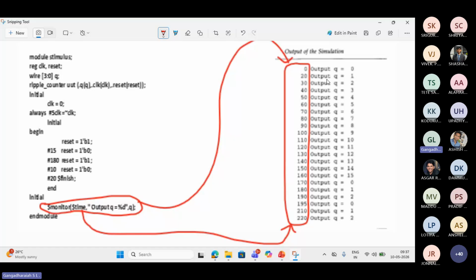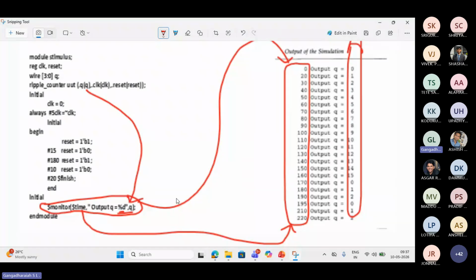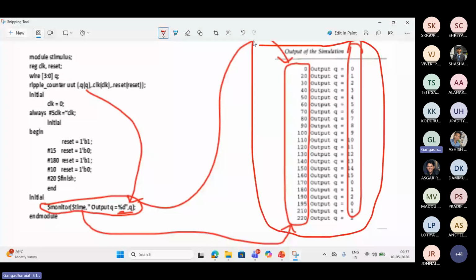And whatever you write inside the double quote is the output: Q equal to %D. This is a decimal format I'm trying to print. What is this Q? This Q is sitting here. Of course, I'm trying to print this Q. So output Q equal to %D, that is Q. Are you able to understand? So if you see this entire thing, please understand this entire thing is because of this $monitor.